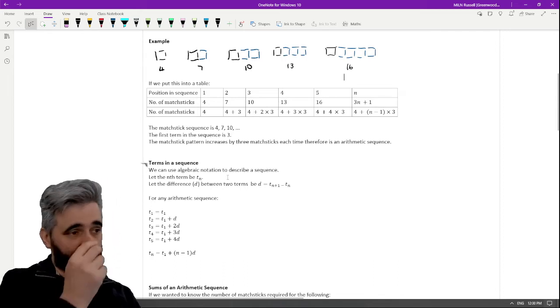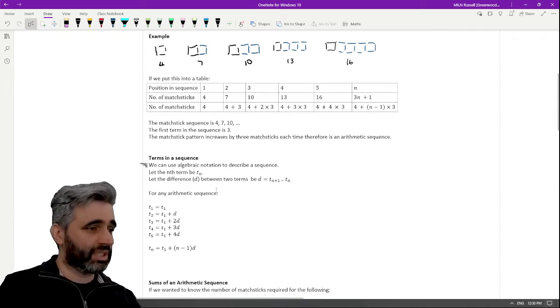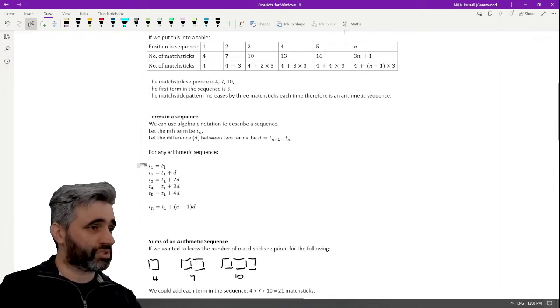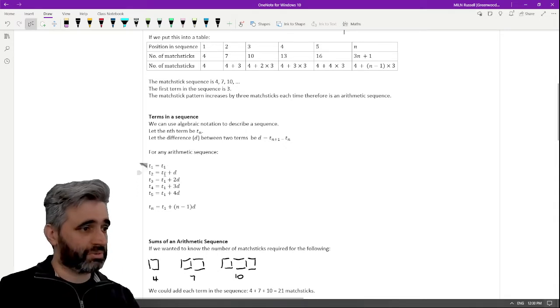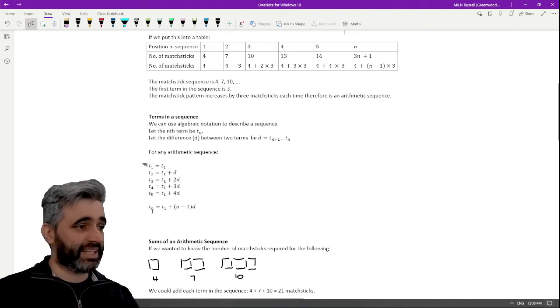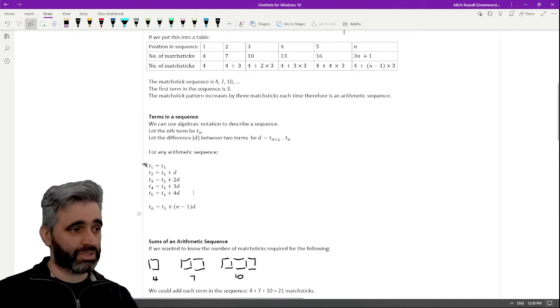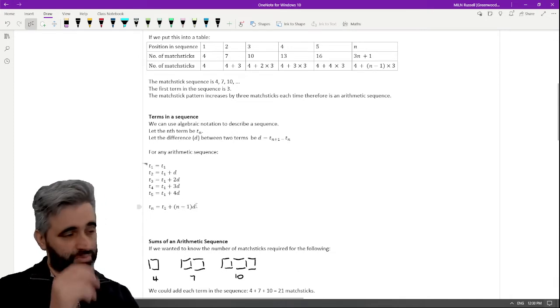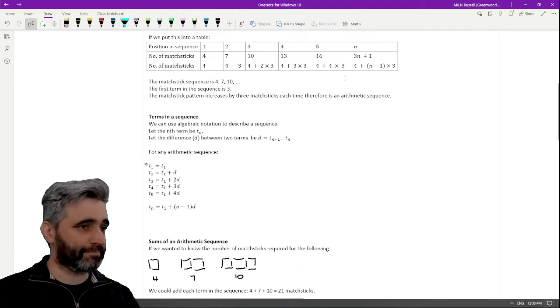And we can use some algebraic notation to show this. T1 is just the first number in the sequence, and for T2 we're just going to add on 1 lot of the difference. In this case it was 3. For T3 we're going to add on 2 lots of the difference. For T4 we're going to add on 3 lots of the difference. For T5 we'll add on 4 lots of the difference. And for Tn, the nth term in any sequence, we will subtract 1 from n, multiply that by d, and add that to the original term, which is what happens here.